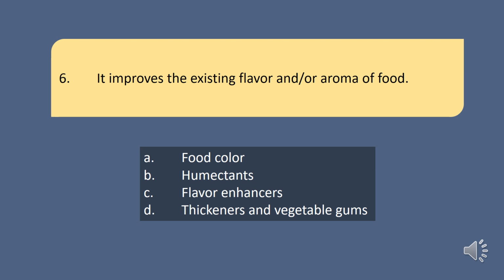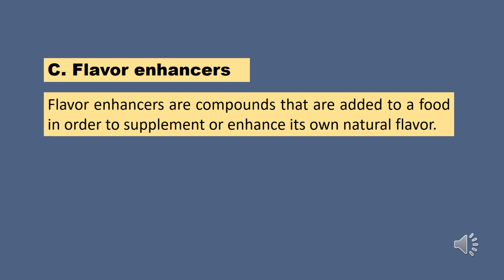6. It improves the existing flavor and/or aroma of food. A. Food color. B. Humectants. C. Flavor enhancers. D. Thickeners and vegetable gums. The correct answer is letter C. Flavor enhancers. Flavor enhancers are compounds that are added to a food in order to supplement or enhance its own natural flavor.